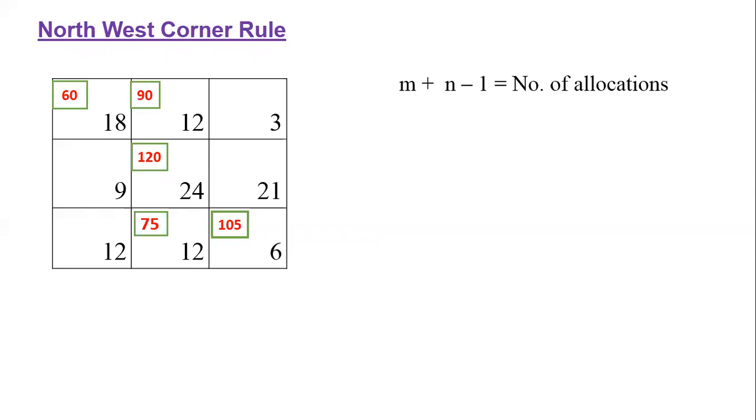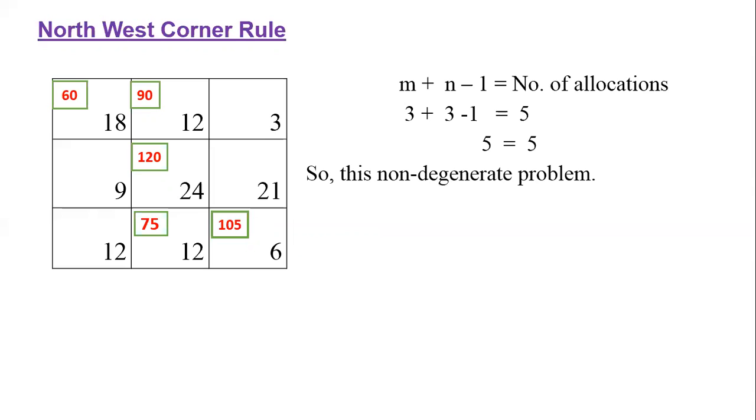Now see this problem. m plus n minus 1 equal to the number of allocations. m equals rows, there are 3 rows and 3 columns, and minus 1. So 3 plus 3 minus 1. And then the allocations are 1, 2, 3, 4, 5 allocations. So 6 minus 1 is 5. 5 equals 5. So this is a non-degenerate problem.